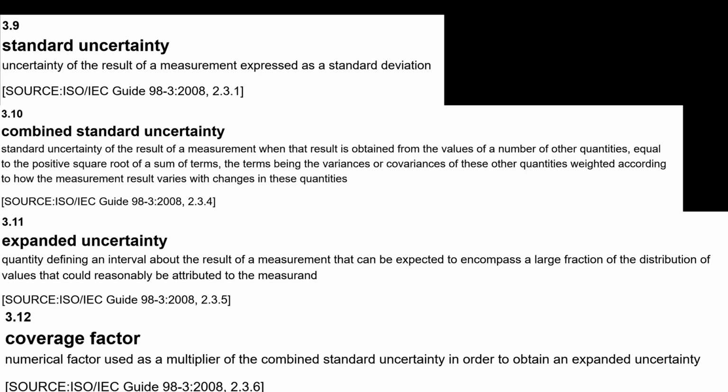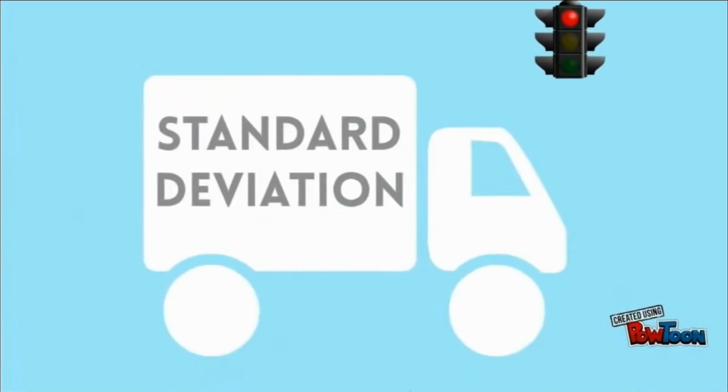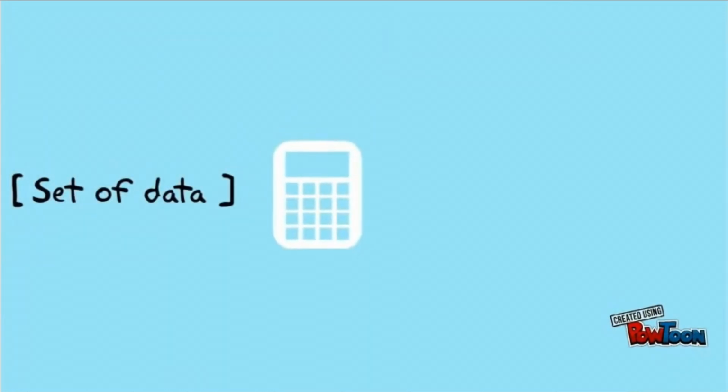Points 3.9 to 3.12 describe terms that are used to express uncertainty for the measurements. At first we have the standard uncertainty, expressed as a standard deviation, and the combined standard uncertainty. After that we have the expanded uncertainty, and finally the coverage factor. If you don't know what a standard deviation is, check out Jeremy Blitz-Jones' video on standard deviation.